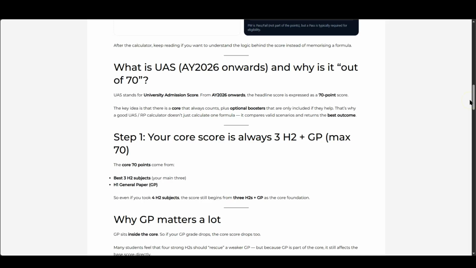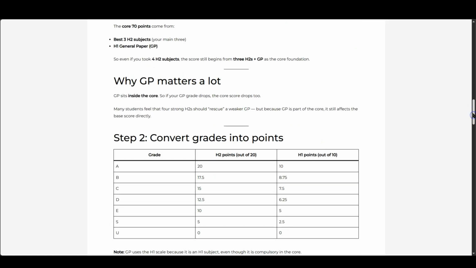Your UAS is expressed out of 70 because the core is always best 3 H2 plus GP. That is the foundation. So the calculator is not inventing a shortcut. It is following the actual structure of the scoring system. Another important point is that GP matters a lot because GP is part of the core. It is not just some extra H1 on the side. If your GP grade drops, your core score drops too. The grades are then converted into points, with H2 subjects using the H2 scale and GP using the H1 scale.